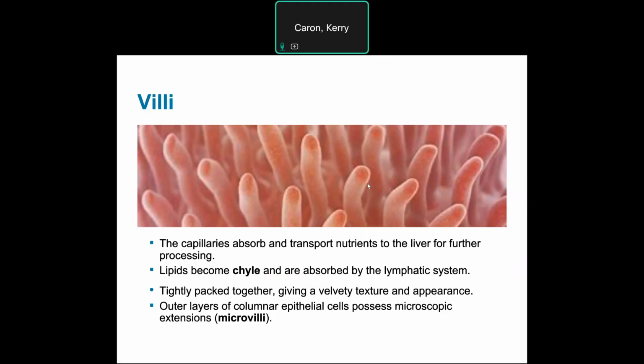Okay, so here's the villi again. They have capillaries. They do a lot of absorption. They transport nutrients to the liver for further processing. The lipids that are digested become chyle, which are absorbed in by the lymphatic system. The villi are tightly packed together, so they give a velvety appearance. And the outer layer of the villi are columnar epithelial cells, which contain microvilli.